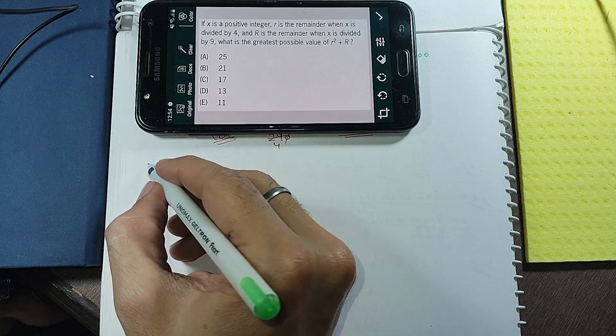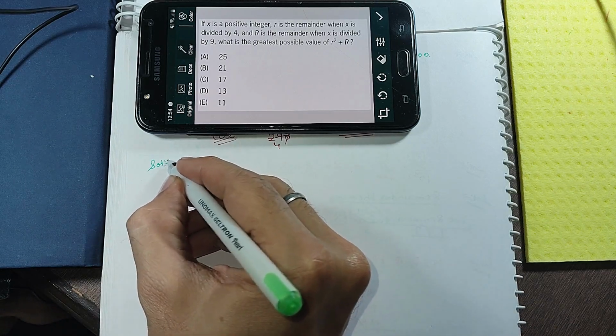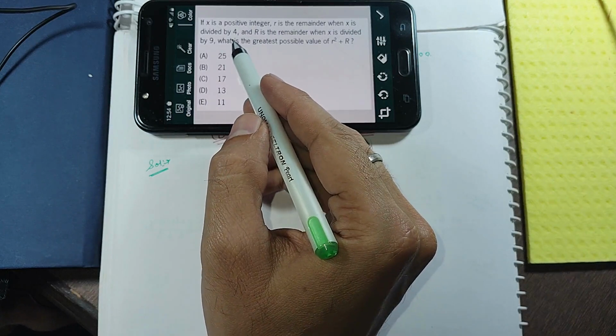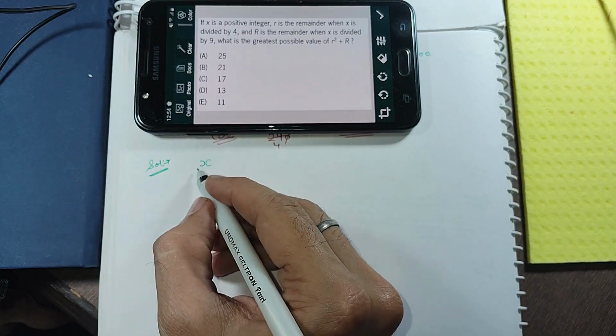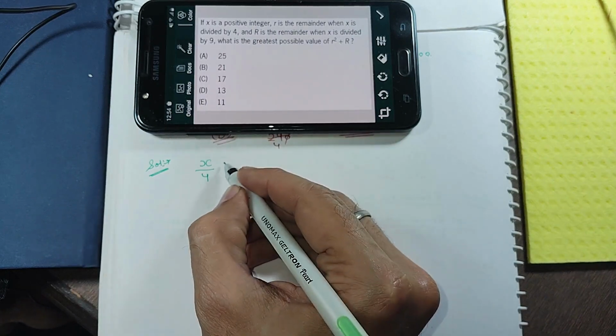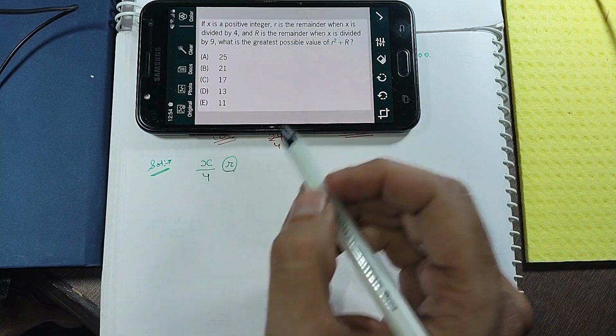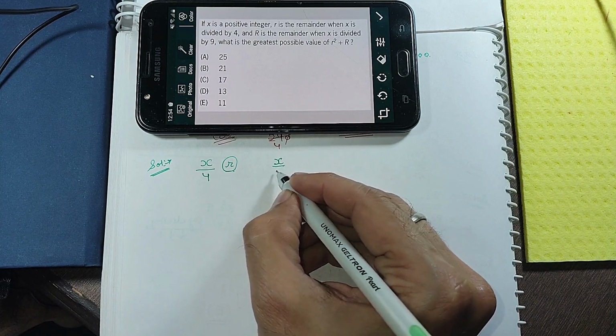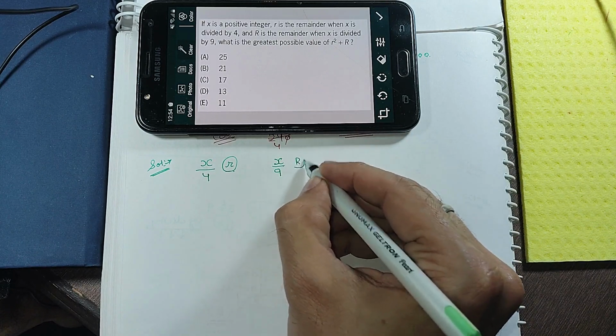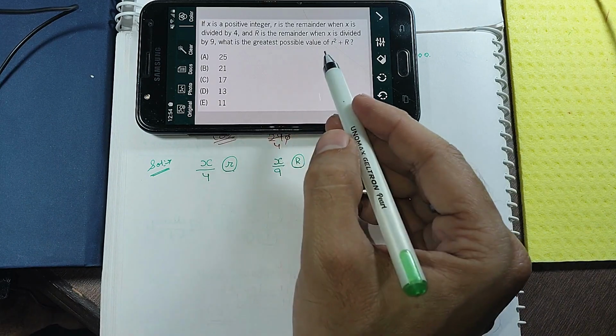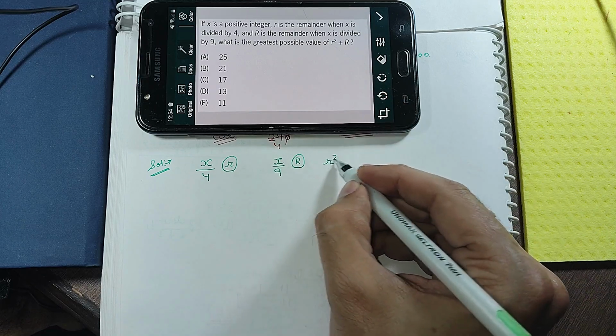If x is a positive integer and r is the remainder when x is divided by 4. So x is a positive integer and when it is divided by 4, small r is the remainder. And capital R is the remainder when x is divided by 9. So when the same number x is divided by 9, capital R is the remainder. What is the greatest possible value of r square plus r?